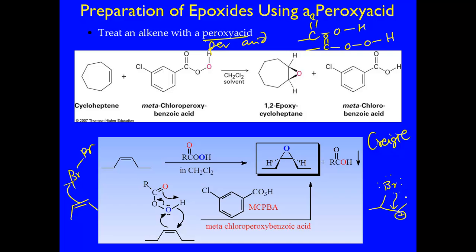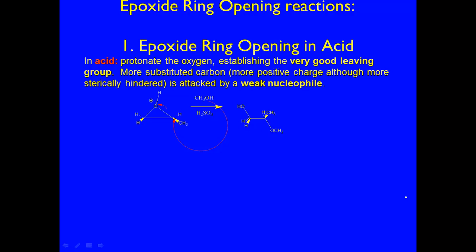A trans alkene gives a trans epoxide. Thereby we know that everything is happening in a concerted, cyclic fashion. Can you see this slide? If not, I can explain it to you.